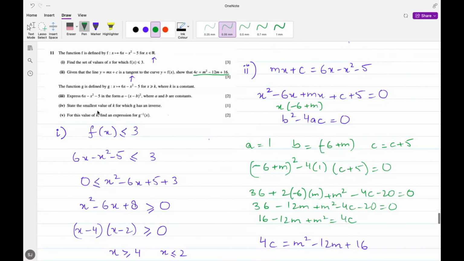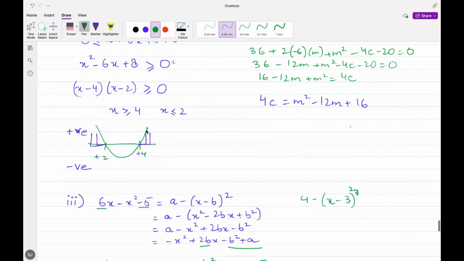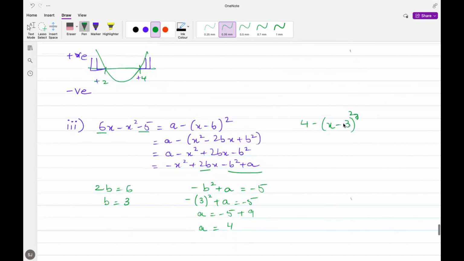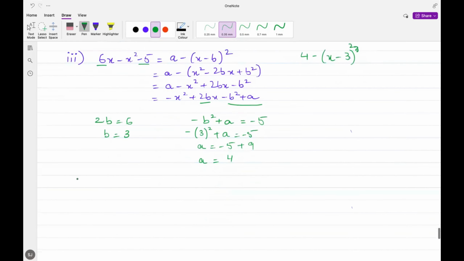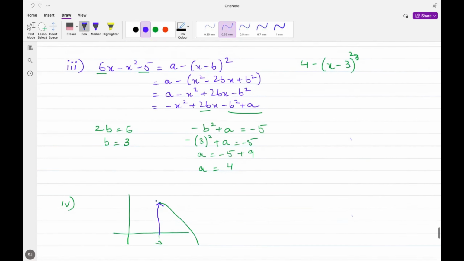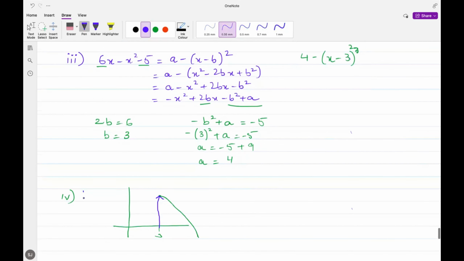In part 4, we have to state the smallest value of k for which g has an inverse. So now as x is greater than or equal to k and it has a max turning point at (3, 4). So to find the smallest value of k, which is a value of x, now we know from the expression that the turning point is (3, 4). So as this is a turning point and it is moving forward from over here, for it to have an inverse, it must be a one-to-one function. So the smallest value of k it can have is 3. So in this part, the value of k will be equal to 3.